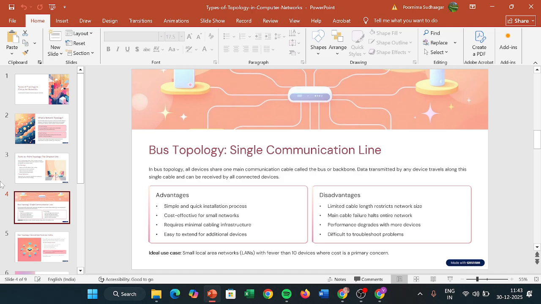And the disadvantages are limited cable length, which restricts network size; main cable failure halts the entire network; performance degrades with more devices; and it is difficult to troubleshoot problems. It is a multi-point connection, and it is a non-robust topology because if the backbone fails, the topology crashes. For example, TDMA, CDMA, pure Aloha and slotted Aloha are never used in Ethernet.